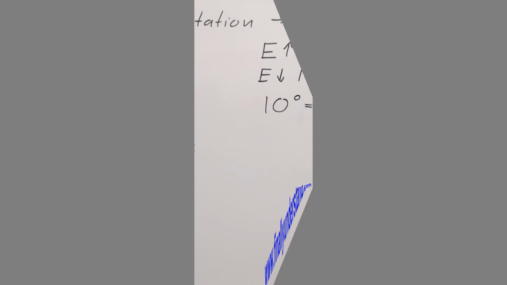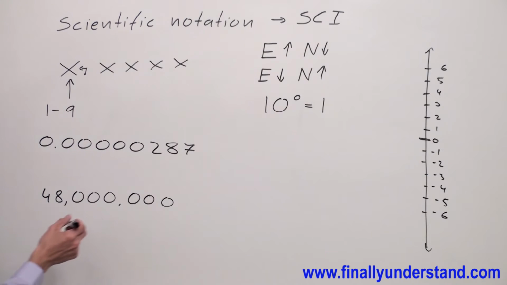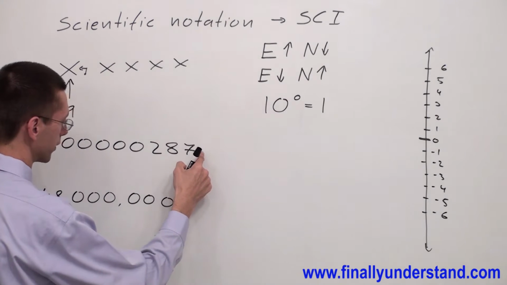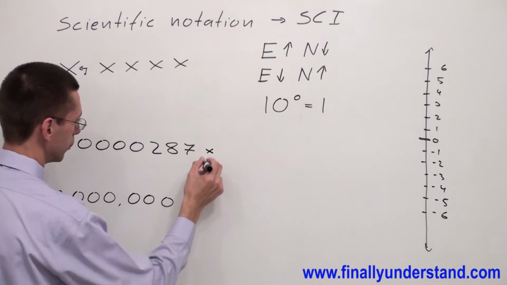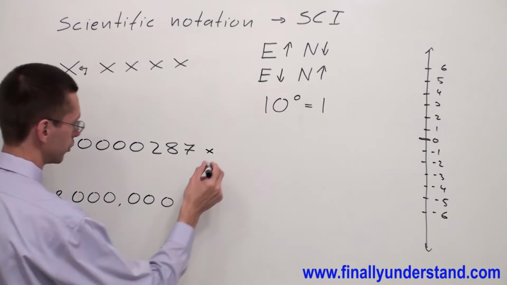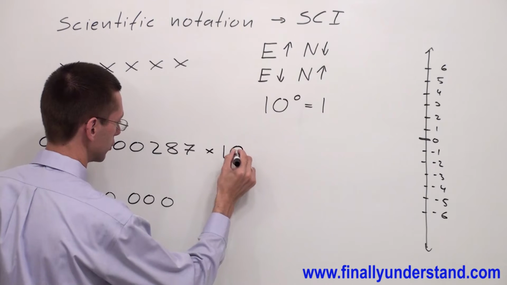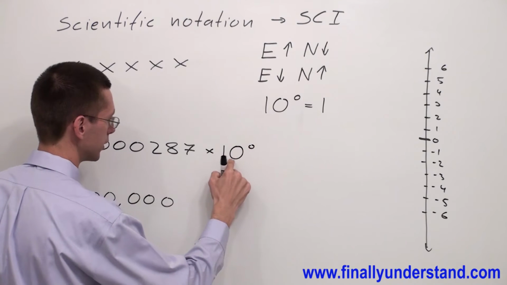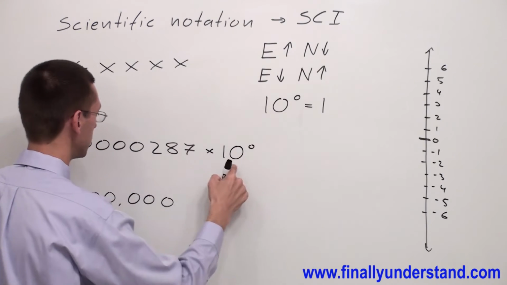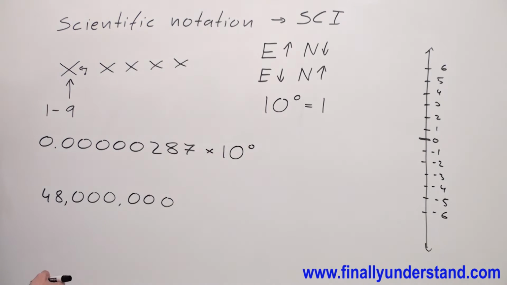Now let's take a look at these two examples. We have to convert both of them to scientific notation. Please notice that we do not have multipliers over here. We said that multiplier will help us to solve this problem. That's why I'm going to use it. I'm going to write 10 to 0. Remember, 10 to 0 is equal to 1. 1 times this number is the same number.